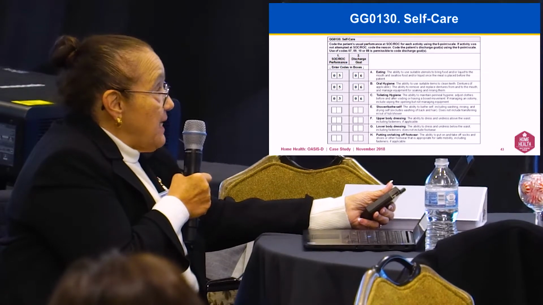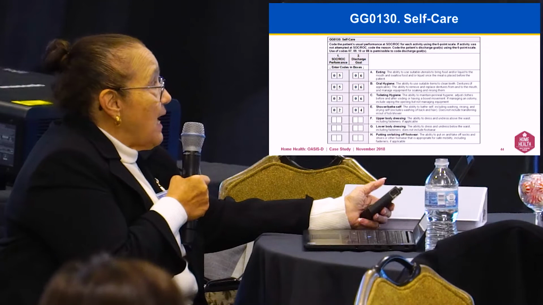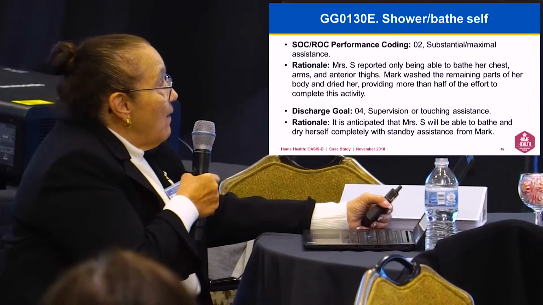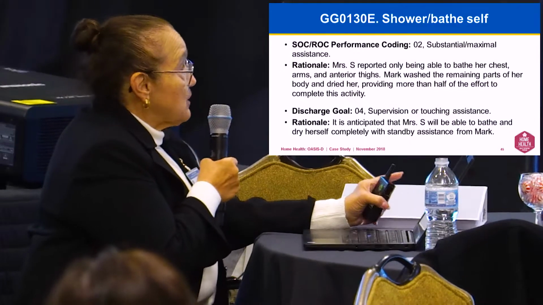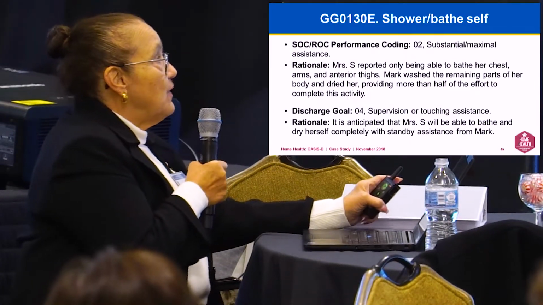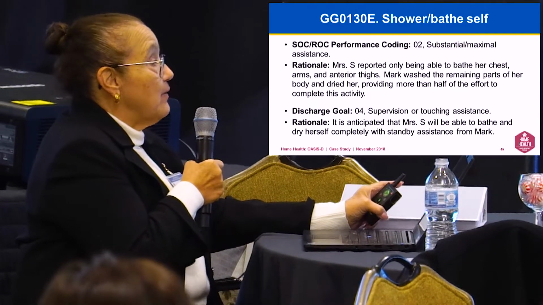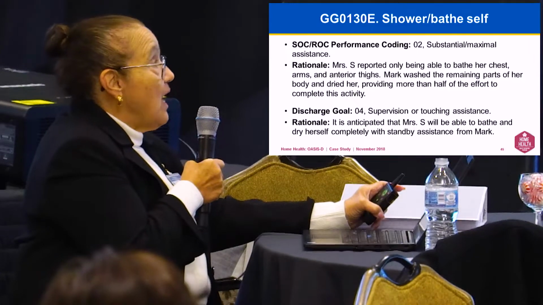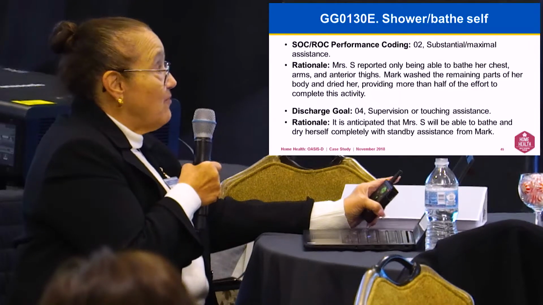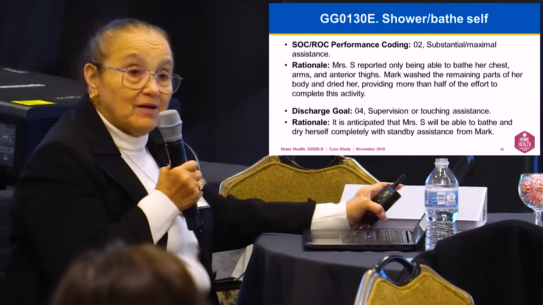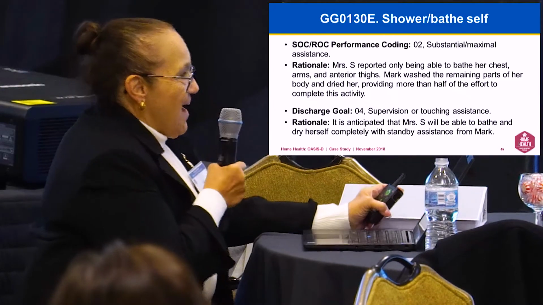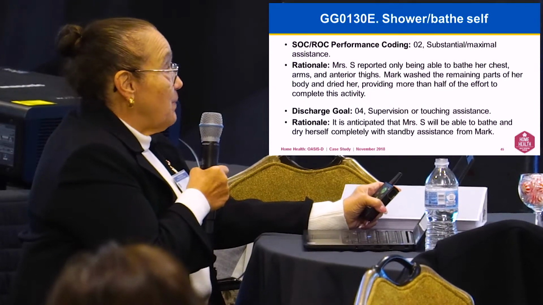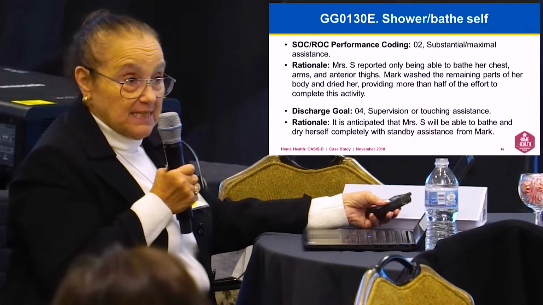In shower bathing, in E, we are again assigning an 02, this time to her start of care performance, and an 04 for discharge. I have here as the rationale, if you go back and look in the case study, you will find that Mrs. S on start of care reports she is only able to bathe her chest, arms, and anterior thighs. Her son performed the rest of her bathing and dried her, providing then more than half of the effort. I think we need to canonize this boy. For the discharge goal, the rationale would be that the patient will be able to bathe and dry herself completely with standby assistance from her son.